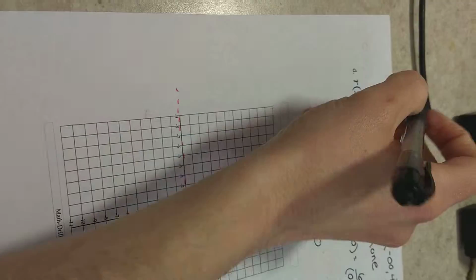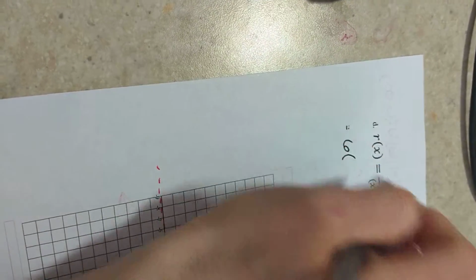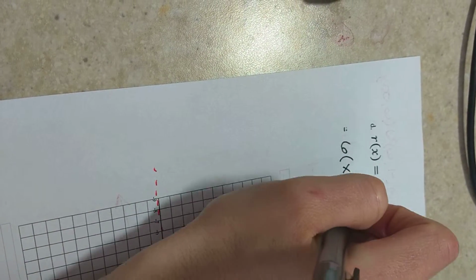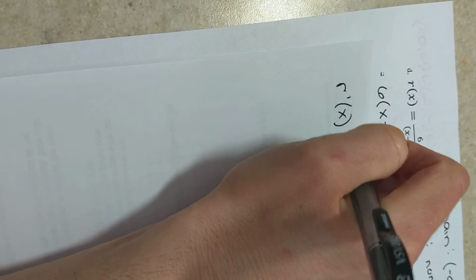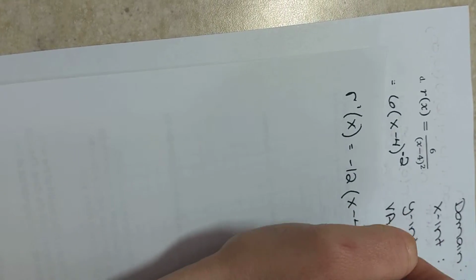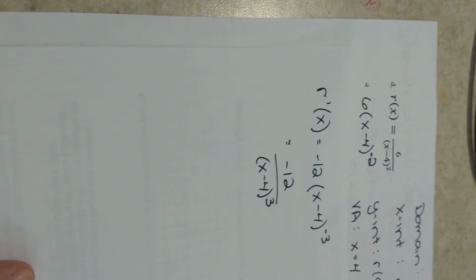Now that we finished analyzing the original function, we need to go back and analyze the first derivative. So I have 6 times (x minus 4) quantity to the negative second power. As I look at this, I'm going to take that first derivative, and again using the chain rule, this will be negative 12 (x minus 4) to the negative third times 1, which gives me negative 12 over (x minus 4) to the third power.